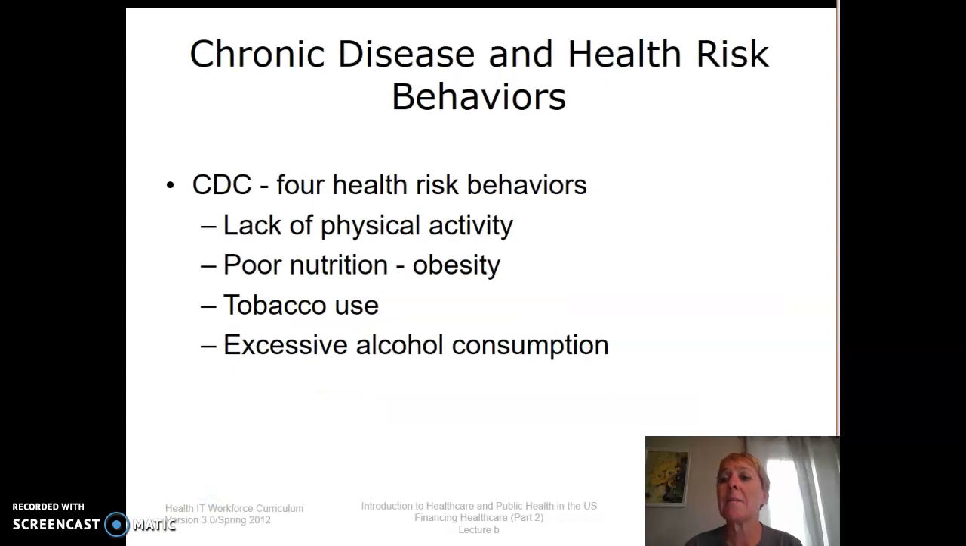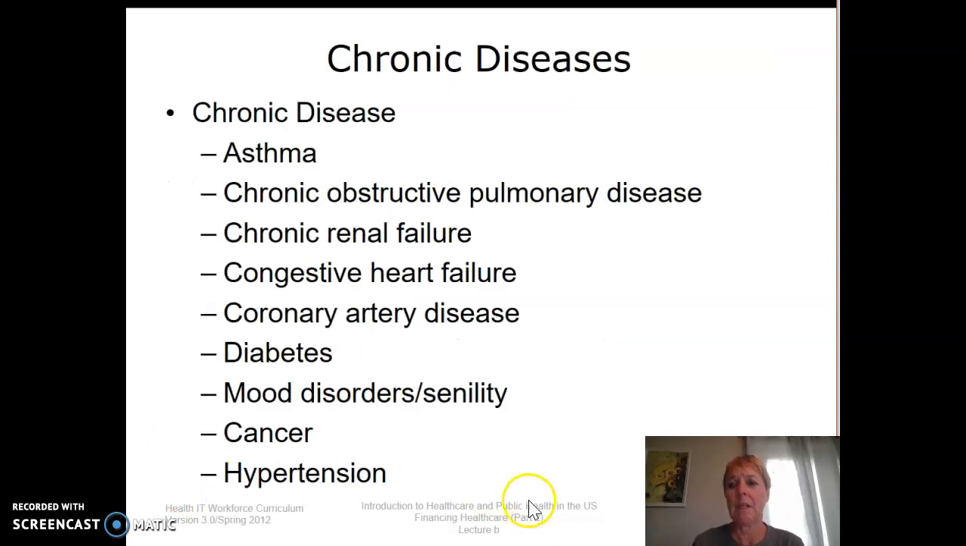Chronic diseases and health risk behaviors. There are 4 risk behaviors identified by the Centers for Disease Control: lack of physical activity, poor nutrition, tobacco, and alcohol consumption. These are the risk factors associated with many chronic diseases. Here's an example of a list of chronic diseases. Some of these you're going to recognize.